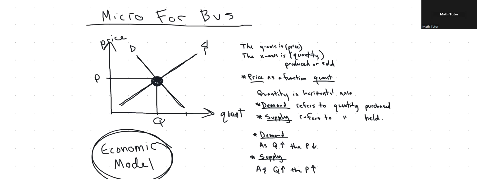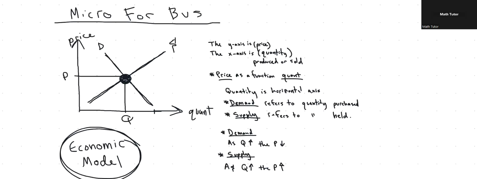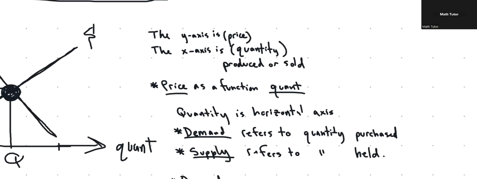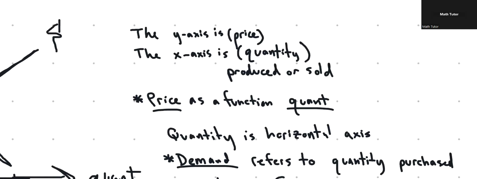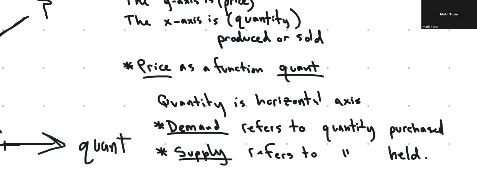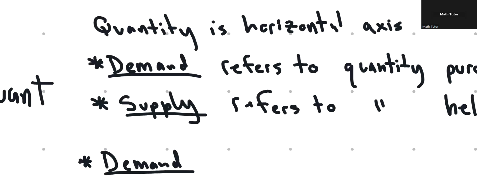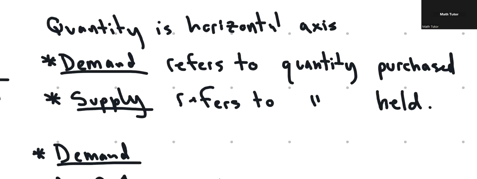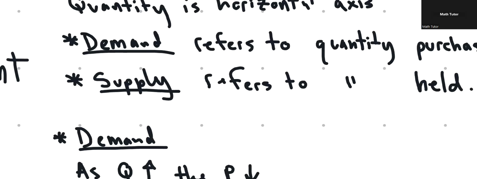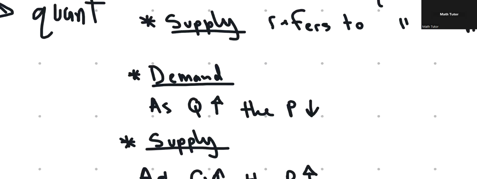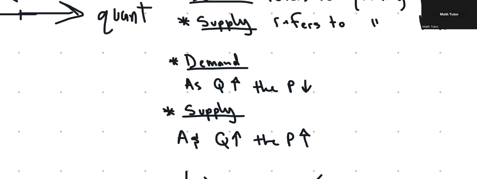If we go down the line here, I end up repeating myself. On the y-axis is price, and price is always f of x. Y is a function of x. The price is a function of quantity. Vertical is a function of horizontal. Quantity is the horizontal axis. The demand refers to the quantity purchased. Supply refers to the quantity held. This is the other characteristic that we want to know.